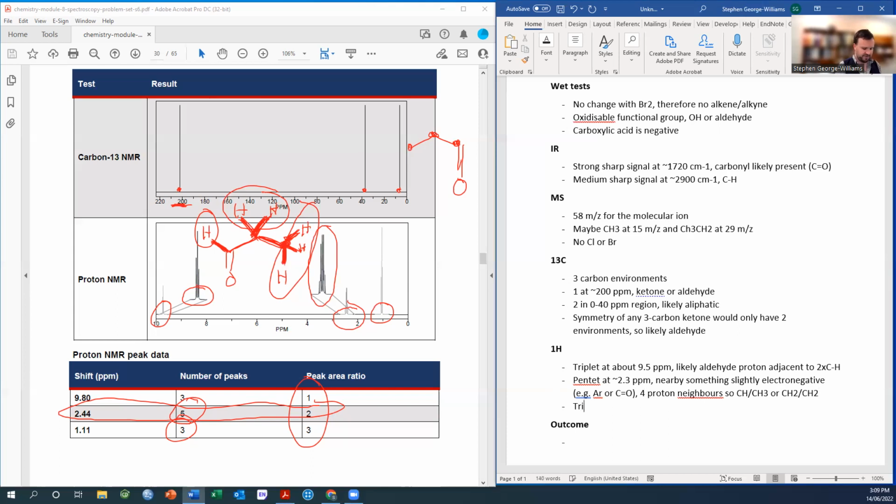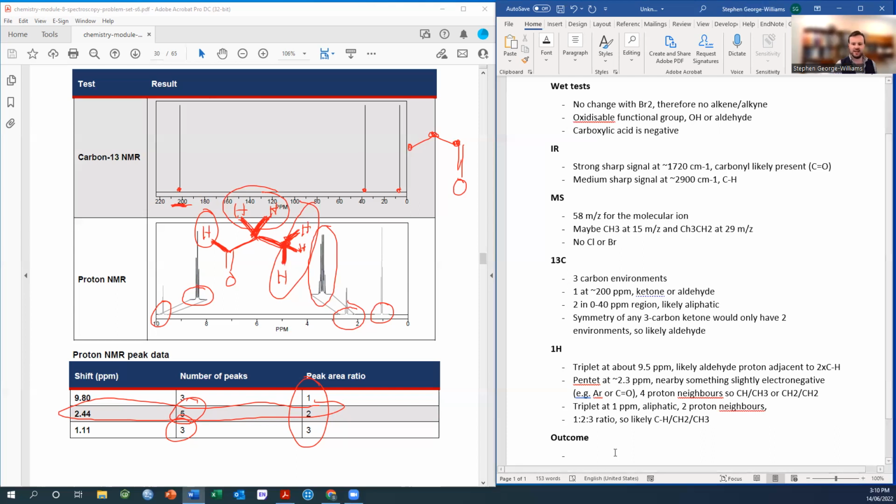Last but not least, we have a triplet at 1 ppm. Definitely aliphatic, so it's nowhere near anything electron withdrawing. It has 2 proton neighbors. And at this stage, we can also think about our ratios and say that I haven't said it yet, but these are a 1 to 2 to 3 ratio. So likely a single CH, CH2, and CH3 between them.